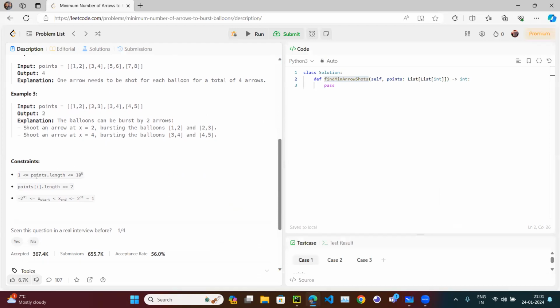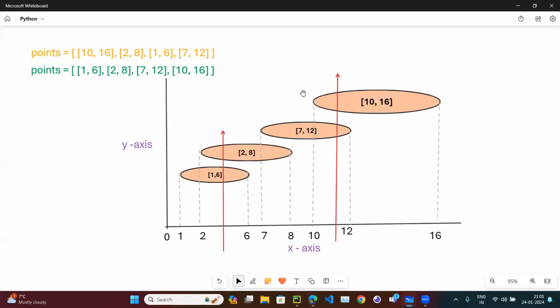Along with that, if we see the constraints, they said at least one point should be given. So you don't need to worry about the base condition, like if there are no points, then I return zero arrows. No, you don't need to worry because the constraint says at least one balloon will be given. Okay.